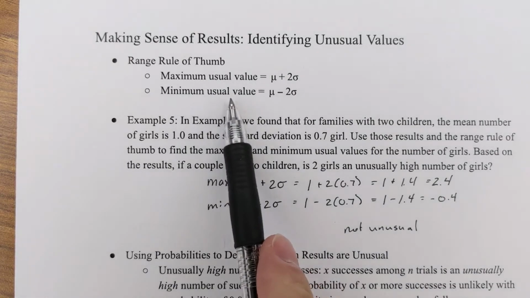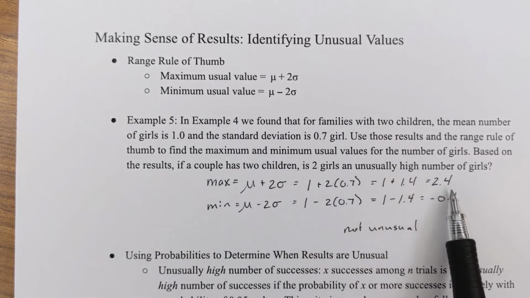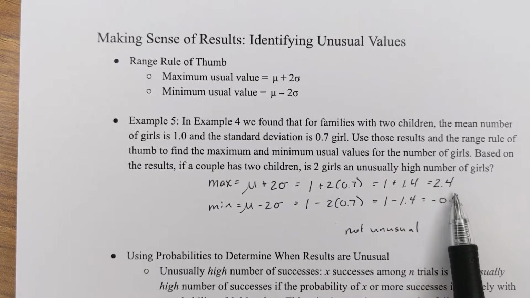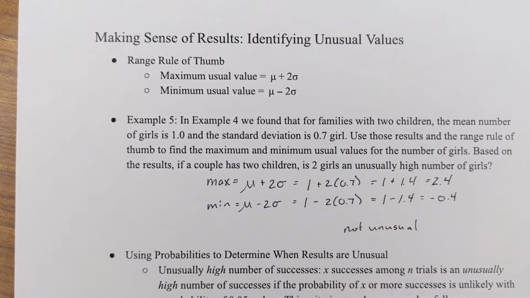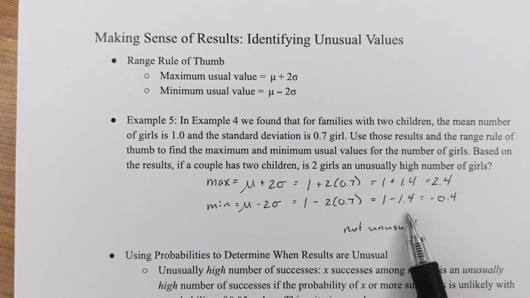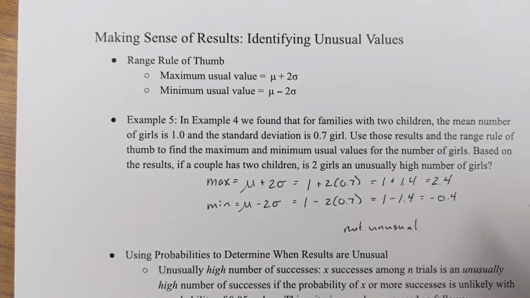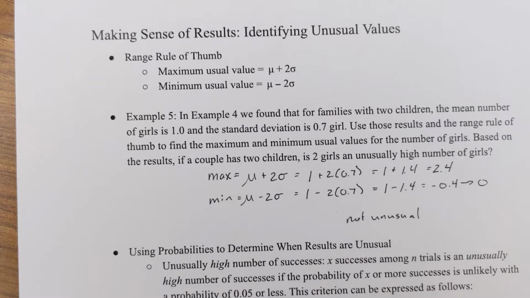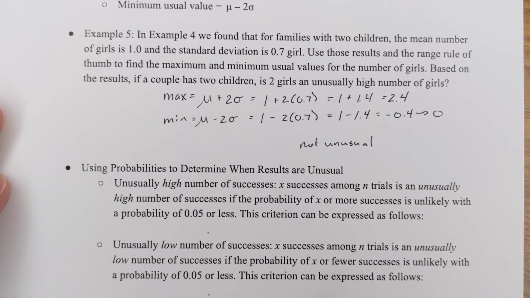Simply because the maximum usual value is 2.4, and 2 is not more than that. So it falls within that range, so it's not an unusual number. Unusual numbers have to fall outside that range: a number less than 0, since you can't have negative people, or more than 2.4, which means you have to be 3 or higher, since you can't have fractional people either.